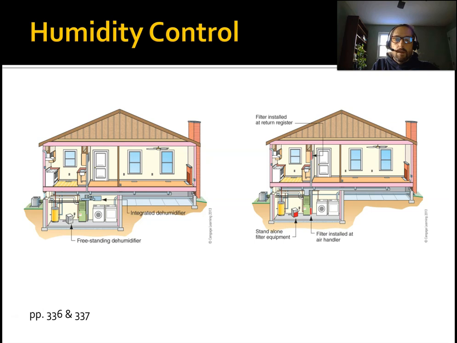Something we haven't really gone over in the lectures, but this is in your book, is humidity control and particulate control. So there's a couple of different ways to manage your humidity. In terms of dehumidification, there's a couple of ways to do it. You can have a freestanding dehumidifier. These are not very efficient. They use a lot of power, usually on the order of 500 watts. I mean, they really are energy hogs.